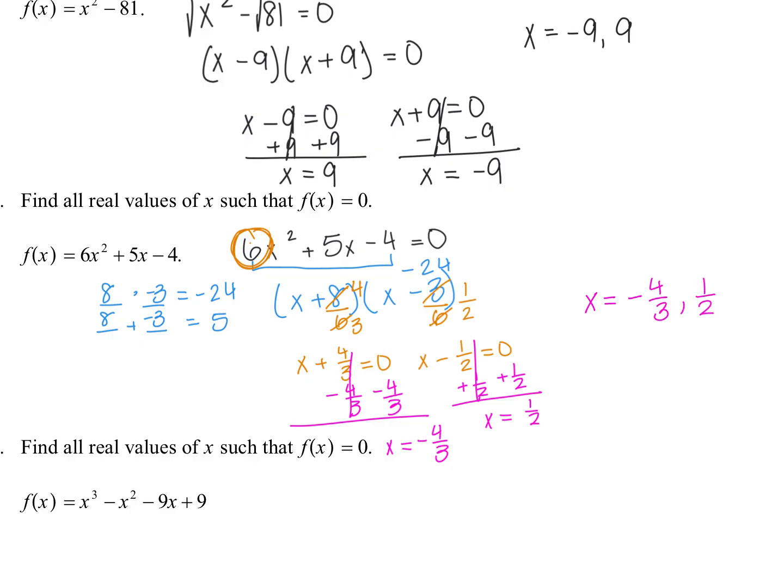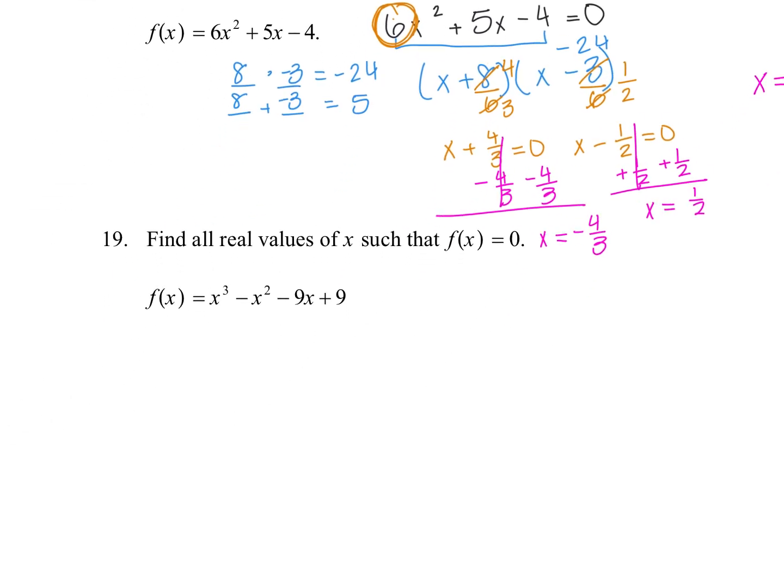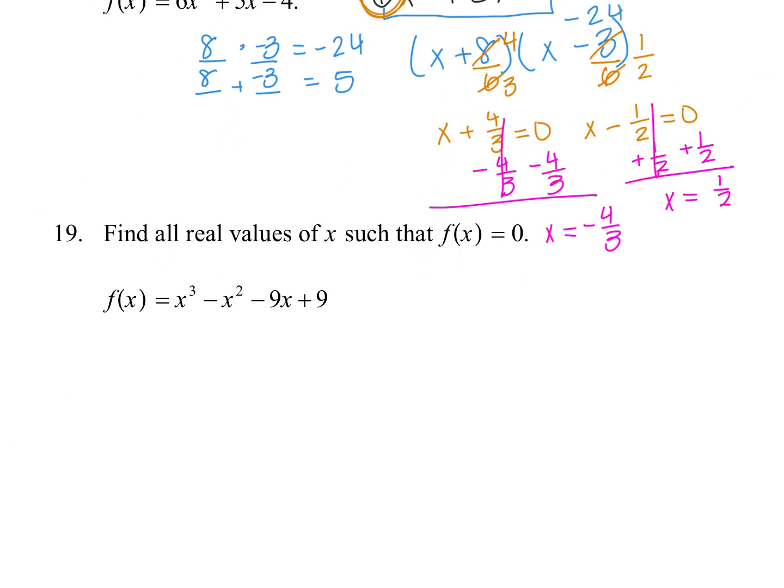All right, going ahead and solving number 19. This one I'm doing the same thing. I'm setting it equal to 0, and in this case, I'm going to factor by grouping. So grouping them together, I'm going to take out an x squared. So I'm going to have x minus 1. And on this one, I'm taking out a negative 9. So I'm going to have x minus 1.